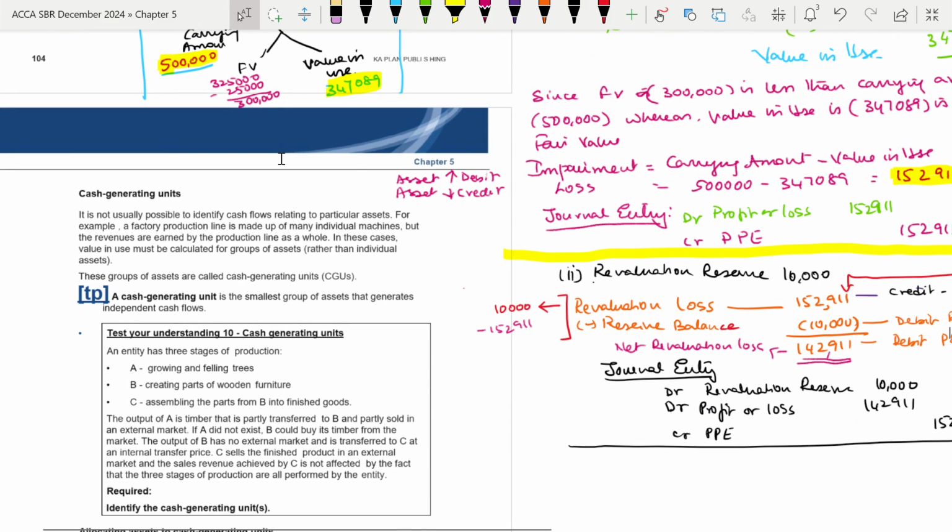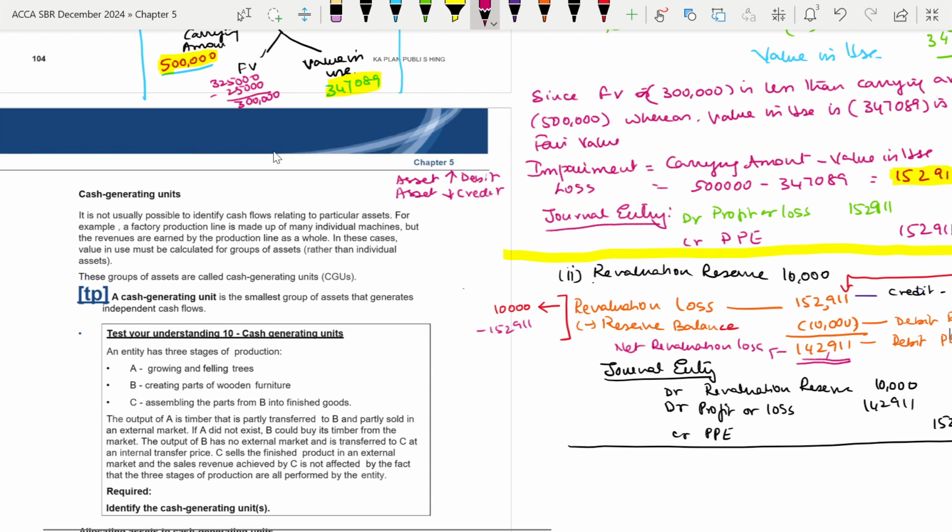Now, another interesting one, a little bit different from the others. We call it cash generating units, CGU. I told you last class, what is the cash generating unit? Anything you remember? I don't remember actually. Fine.